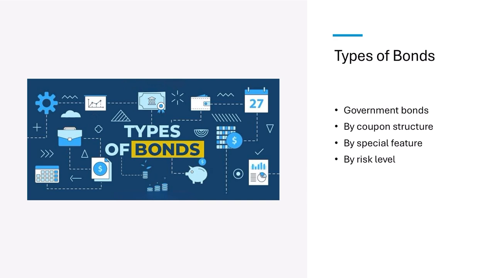Then there are corporate bonds, which are issued by companies, with higher yield than government bonds due to default risk. Supranational bonds are issued by institutions like the IMF, World Bank, or European Investment Bank.